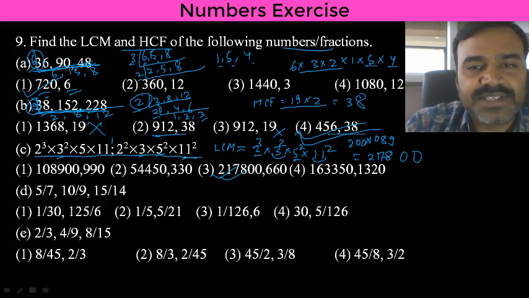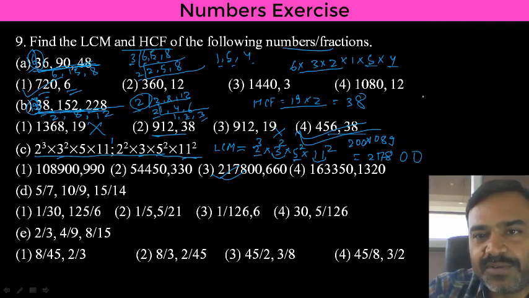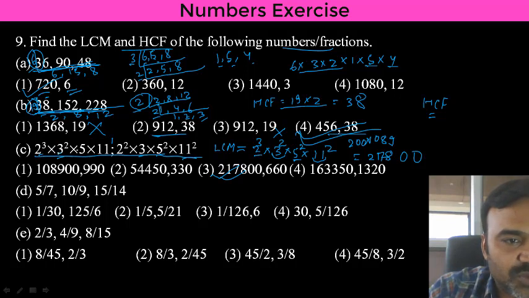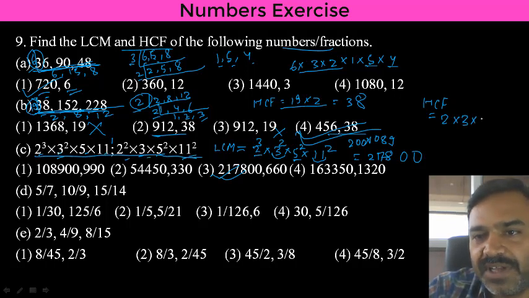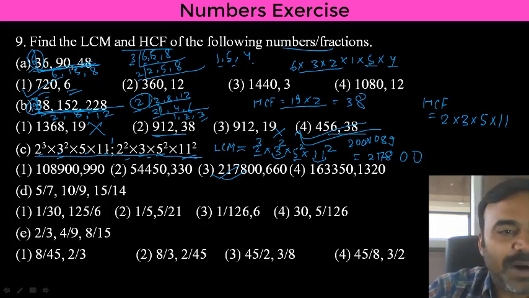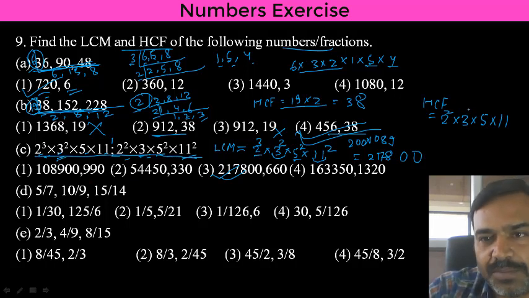What about HCF? Let's calculate HCF here. So HCF of these two numbers will be taken as only the common prime factor. So 2, 3, 5, 11 and that too only the lower powers. So lower powers 2 cube and 2 square, so lower power will be 2 square. Right? 3 square and 3 raised to 1, lower power will be 1. 5 and 5 square, so lower power will be 1. 11 and 11 square, lower power will be 1.